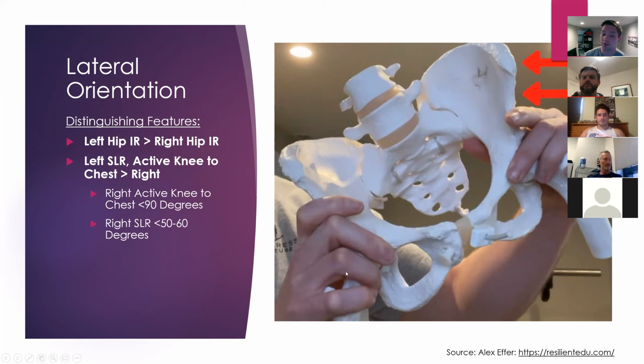The distinguishing features for this are going to be left hip internal rotation is better than the right. The left SLR, active knee to chest, is going to be better than the right too. And the right active knee to chest is going to be less than 90 degrees. Right straight leg raise is going to be less than 50 to 60 degrees, which is very limited. That's what you want to look out for there.